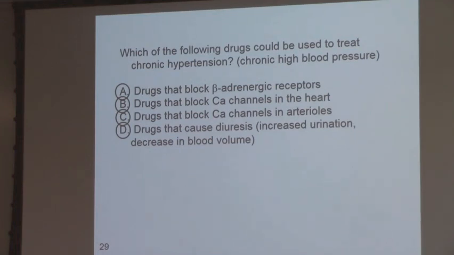So metoprolol is a beta blocker, that's a common beta blocker. Diltiazem is a calcium channel blocker, and pril drugs are often drugs that increase diuresis. Of course, this will not be on the test. If you go to your grandparents and say, "Grandma, show me what pills you take," you'll be able to see whether they're taking beta blockers or not. Okay.